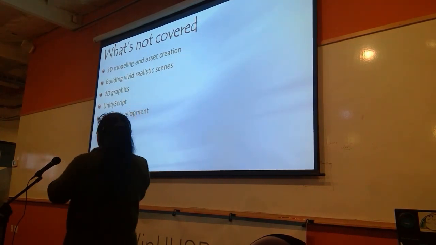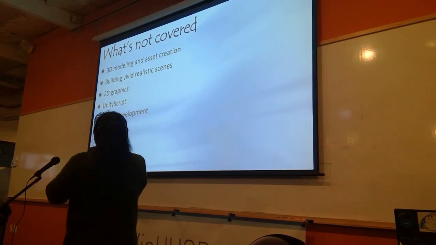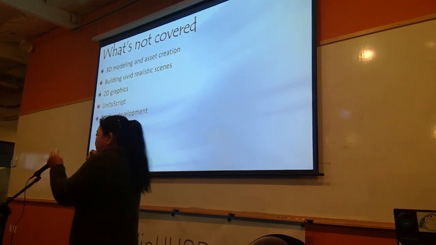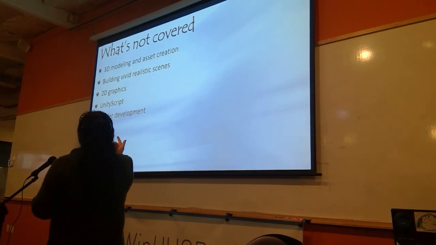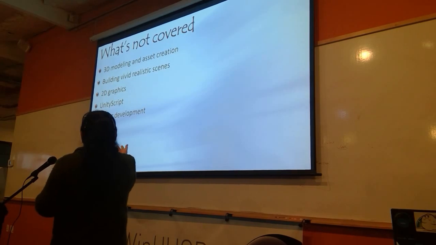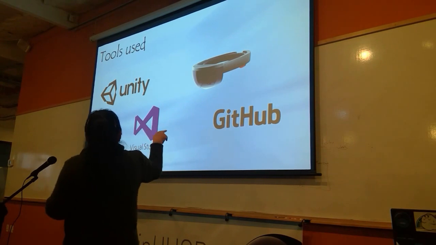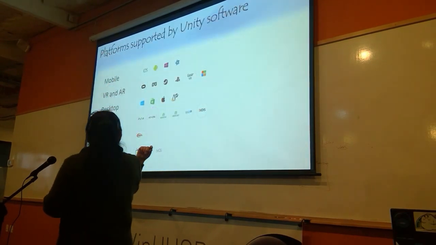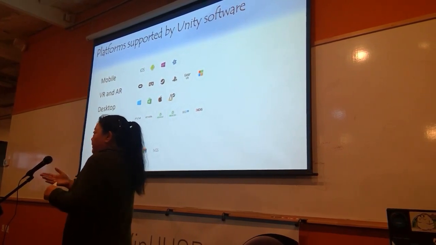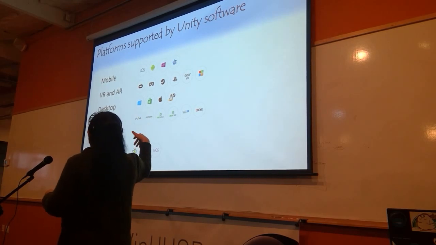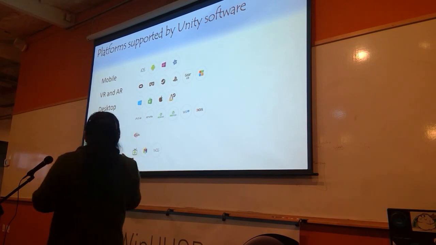What we don't cover is 3D modeling or asset creation, so we're not going to have you build individual assets. You won't be building realistic scenes, so you're not going to spend a lot of time making sure that the door looks exactly right. We don't cover 2D graphics, Unity script, or shader development. We use Unity, Visual Studio, GitHub, and the HoloLens device. And one of the benefits of learning the Unity development environment is that Unity is supported on multiple different platforms, so you can develop applications for other platforms as well.